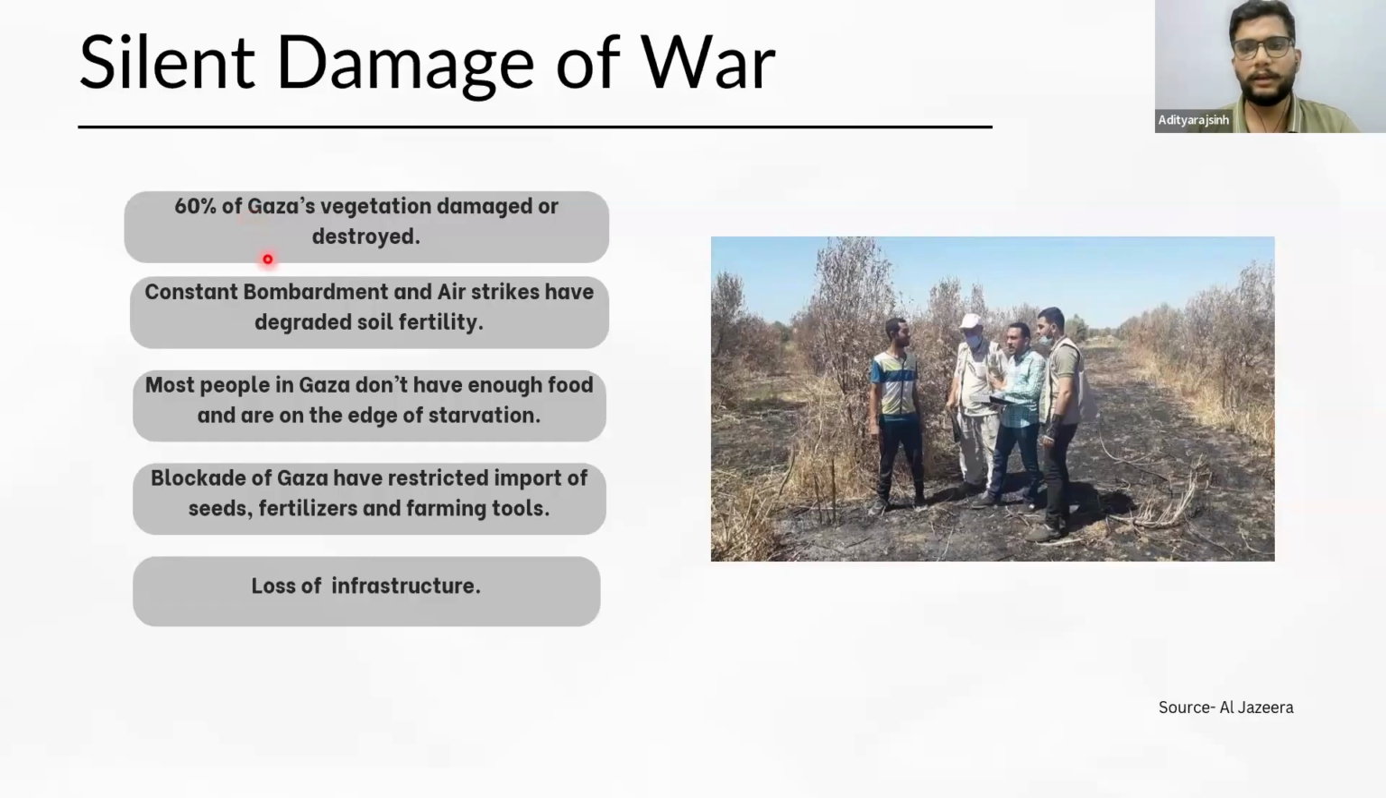Most people now, as we can see, don't have enough food to survive, and they are getting help from all around the world through food aid. The blockade of Gaza has also restricted the import of seeds and fertilizer, which are very essential for the agriculture sector. The irrigation infrastructure was also lost in the bombardment and missile strikes.